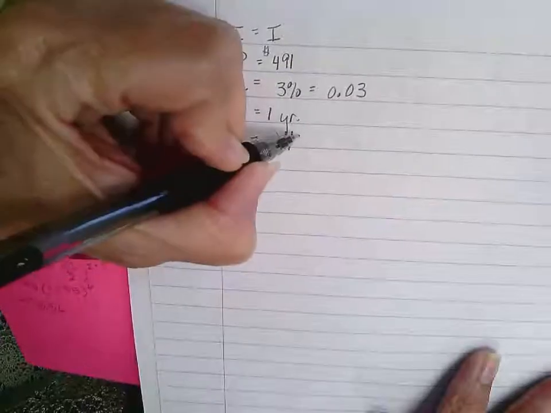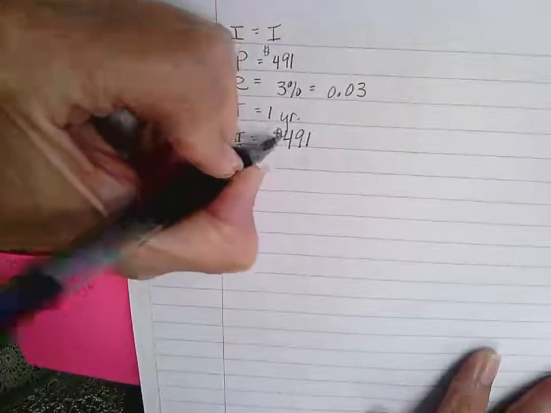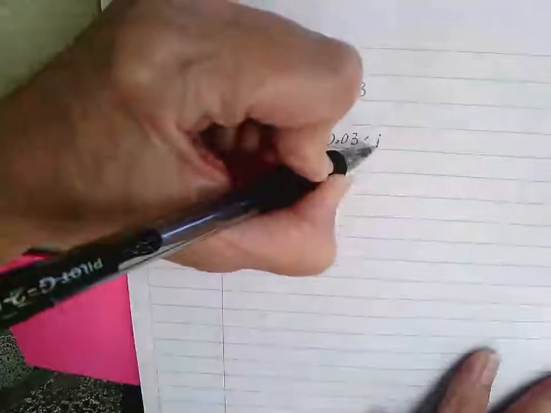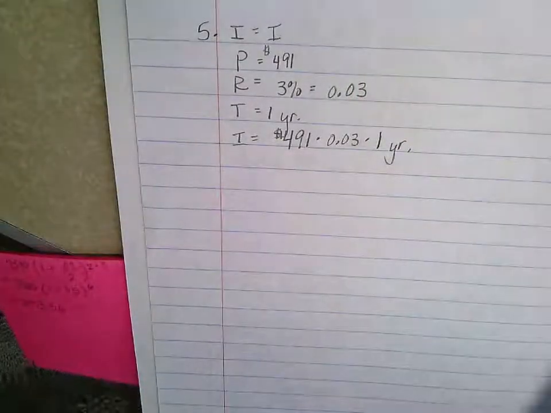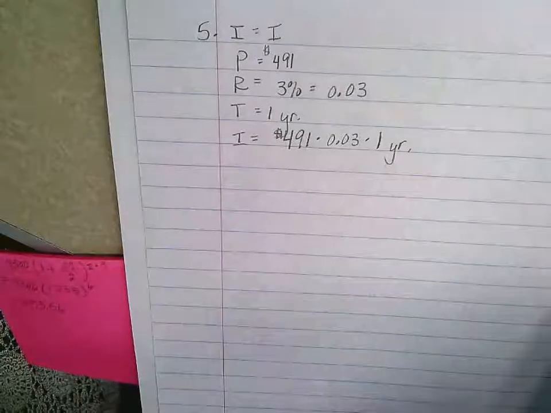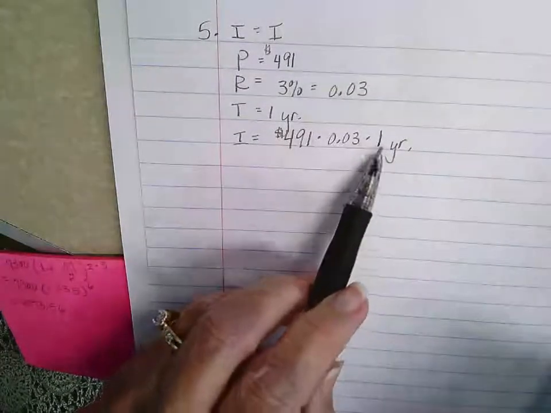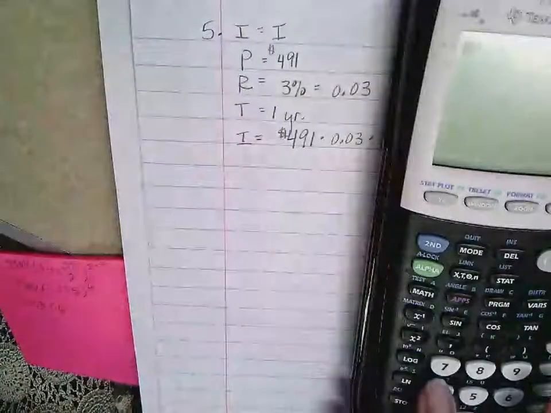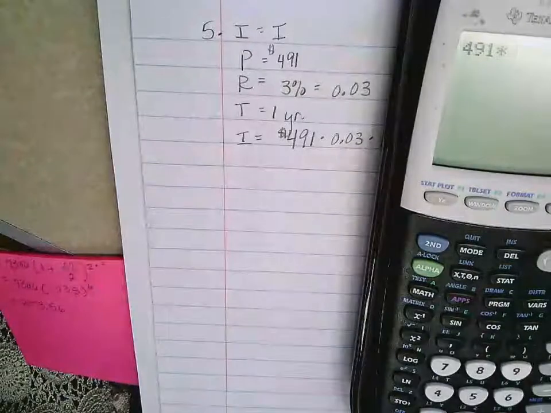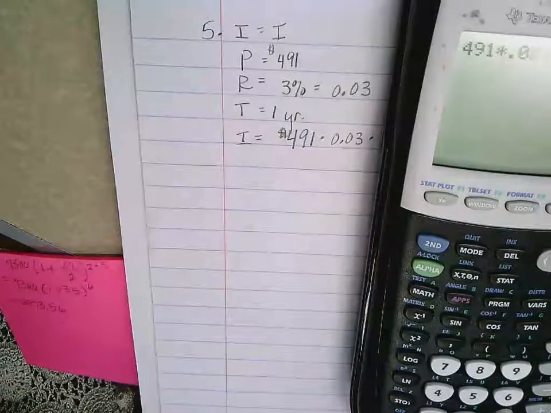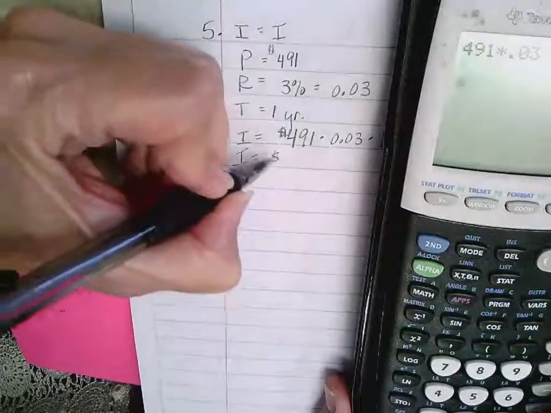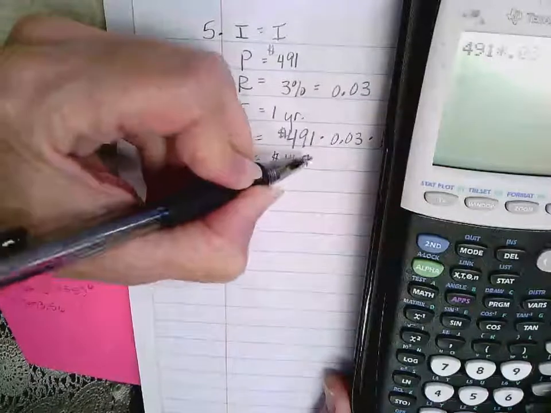Write out and plug in the dollar amount, the rate, and the time. Since the time is 1 year, you really wouldn't have to put that in there. When I do my multiplication on my calculator, I'm not going to, because I know multiplying anything by 1 is just going to give me that number. The interest on that would be $14.73.